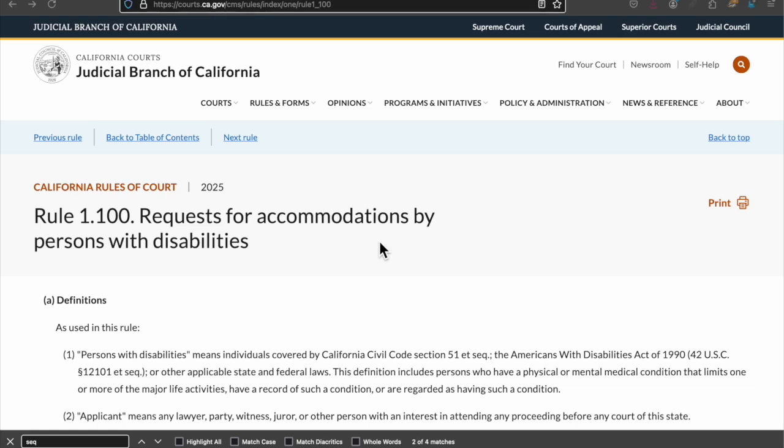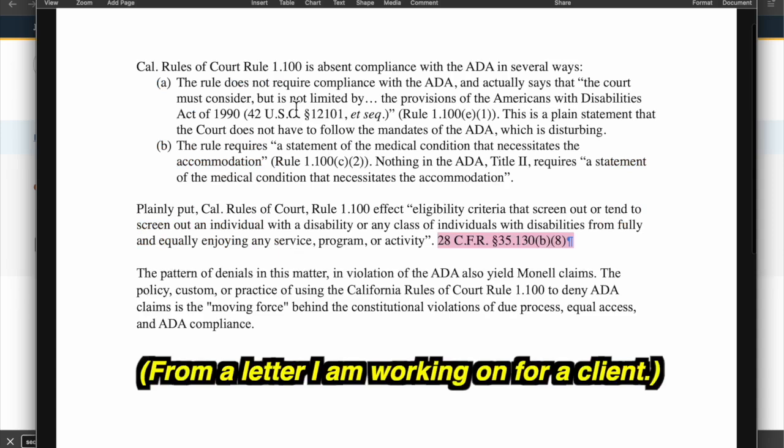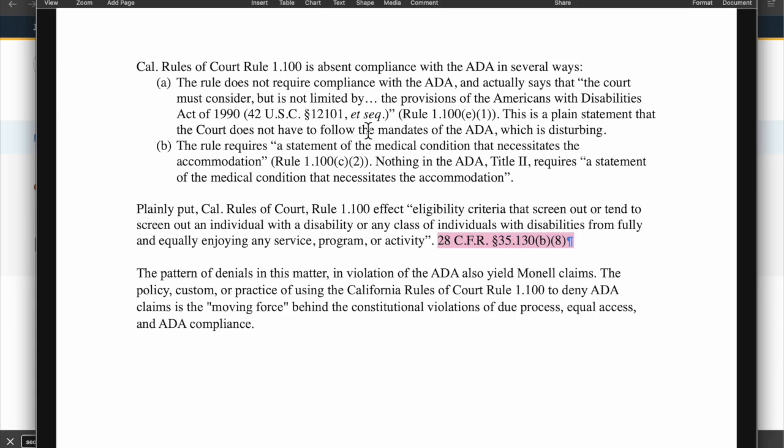Let's get into it. California Rules of Court 1.100 is absent compliance with the ADA in several ways. The rule does not require compliance with the ADA and actually says that the court must consider, but is not limited by, the provisions of the Americans with Disabilities Act of 1990, 42 U.S. Code 12101 and following. This is in Rule 1.100E1. Let's look at that.